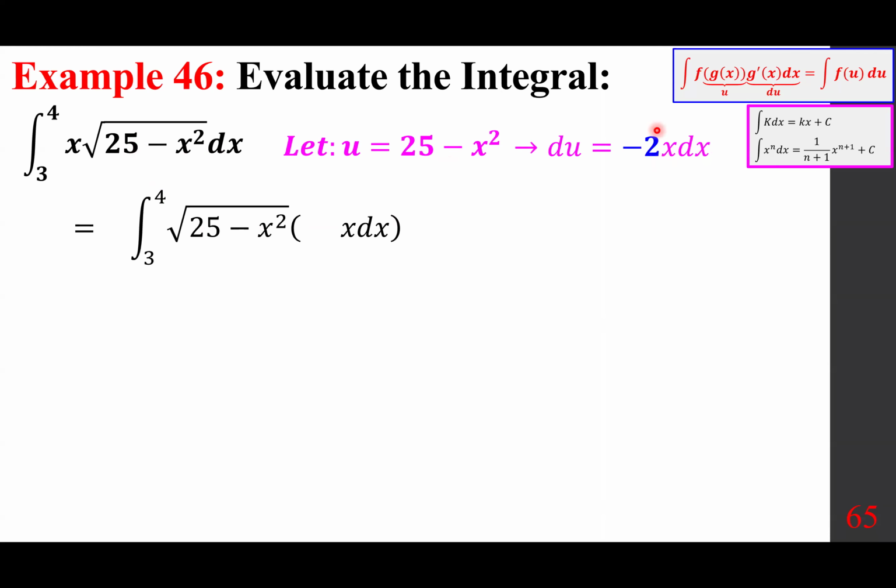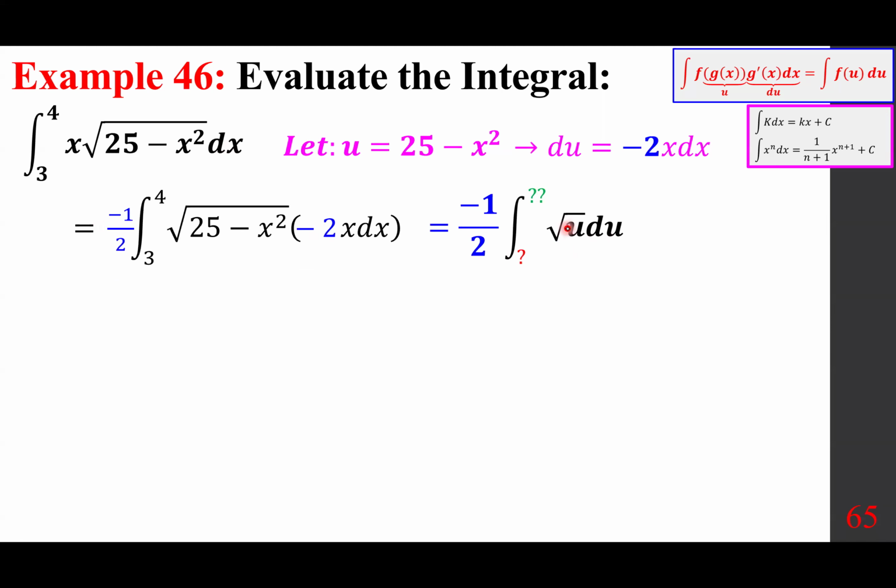In this case, -2 is missing. So I can put it in there because it's a number, and its reciprocal is -1/2. Bear in mind, again, the product must be 1. So this is -1/2, the integral of the square root of u du. I'm not going to put the limits yet. We're going to get to that in a moment.